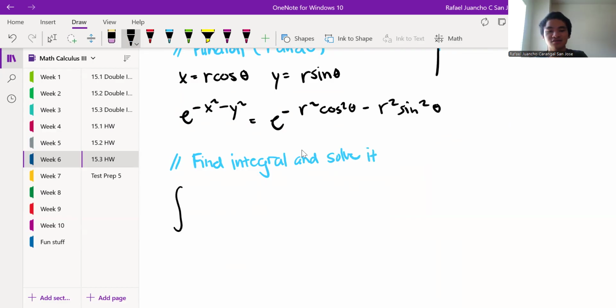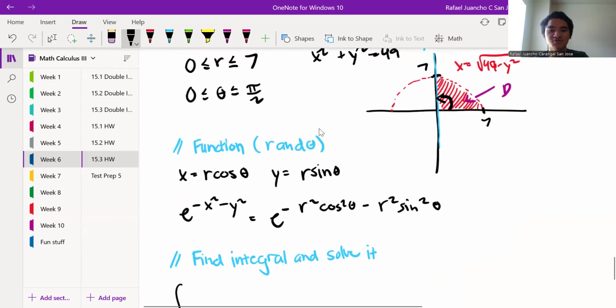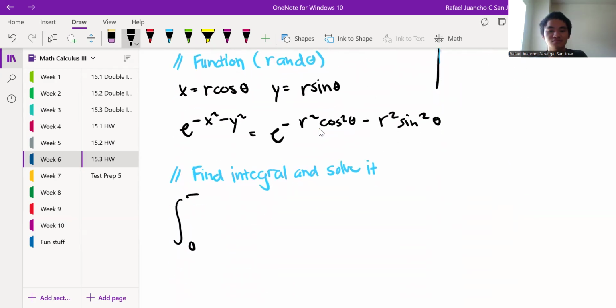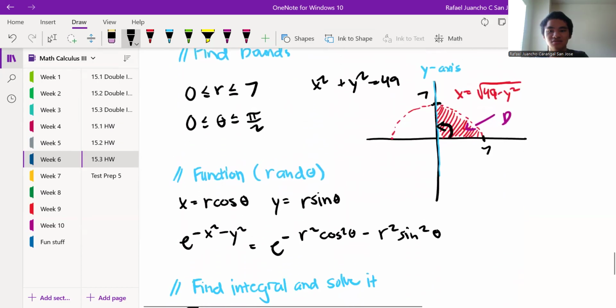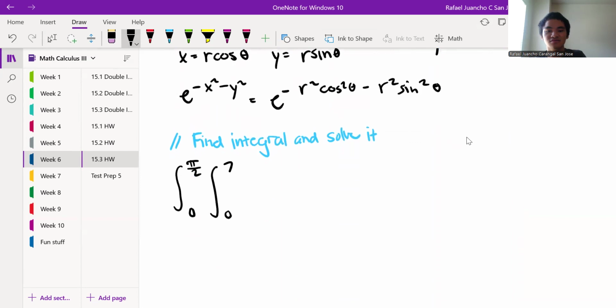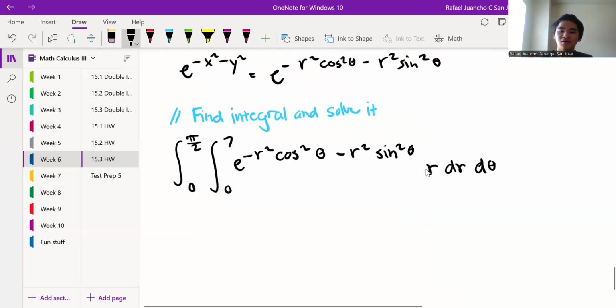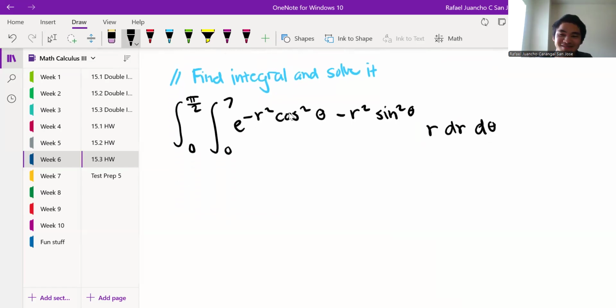So here I get something like my outer, which is my theta values. So it's from 0 to pi half. Then my other one, which was from, I think, 0 to 7, right? Because that's my radius, 0 to 7. And then my function in terms of r and theta, r dr d theta. Now, here's the tricky part. How do I integrate this whole thing? It's tricky.